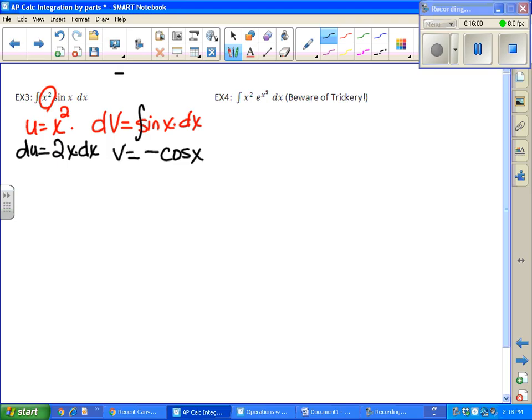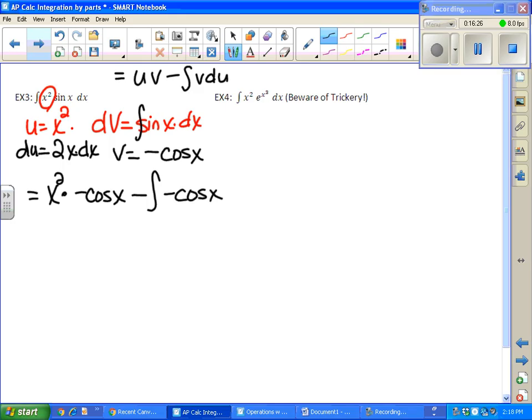All right, integration by parts equals u v minus the integral of v du. Let me double check. I've done this quite a bit, but not recently. All right, here we go. Equals u times v, x squared times negative cosine of x, minus the integral of what? It's going to be v du, which is negative cosine x times 2x dx. And of course, those two negatives are going to make it plus the integral of cosine x, 2x dx.